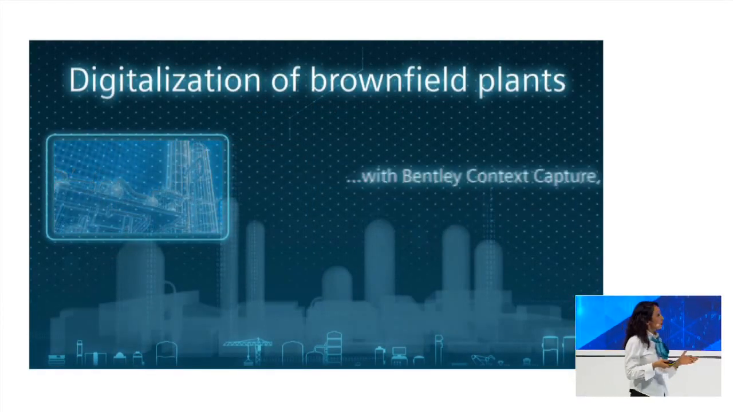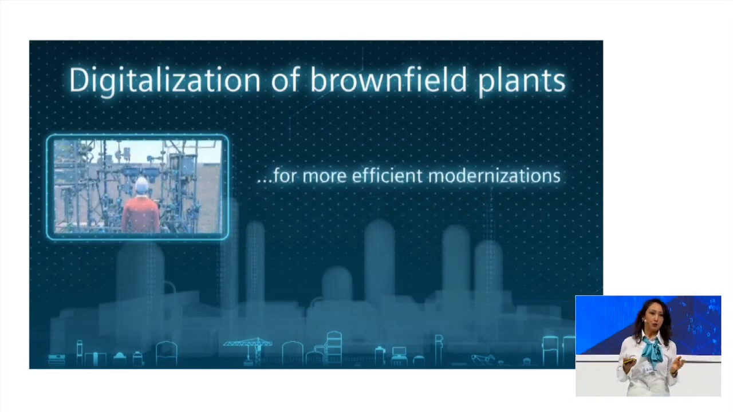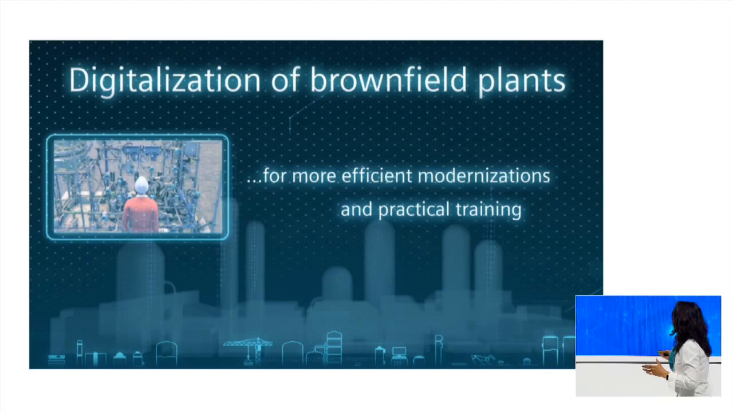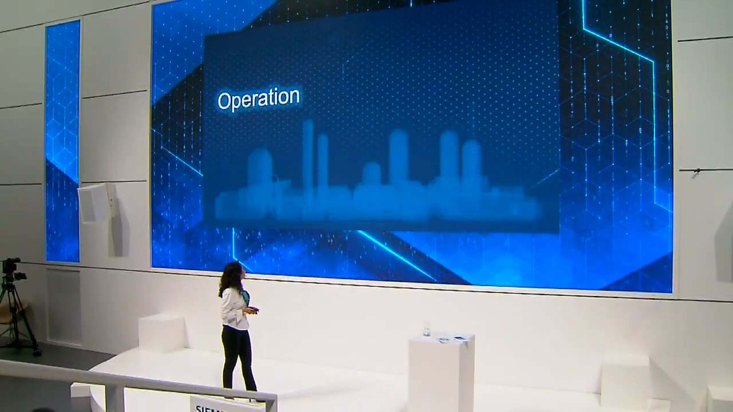So now you would ask me, okay, the virtual plant, this is the greenfield, this is what we call. What about if I have already an existing one? This is the brownfield plant, which is called. How can I profit from the digitalization? We have a solution for you. We can create the digital twin for the brownfield plants as well. And also again, you can see the digital twin on the Comos Walk Inside platform.